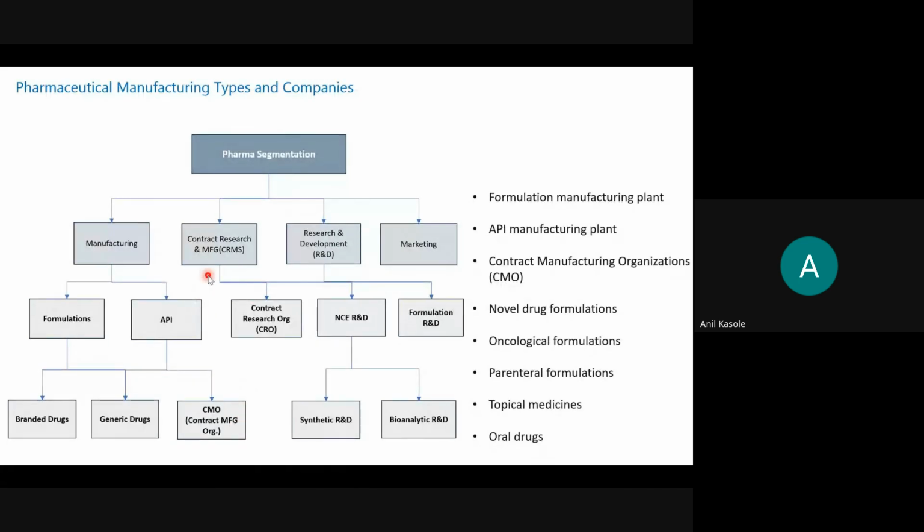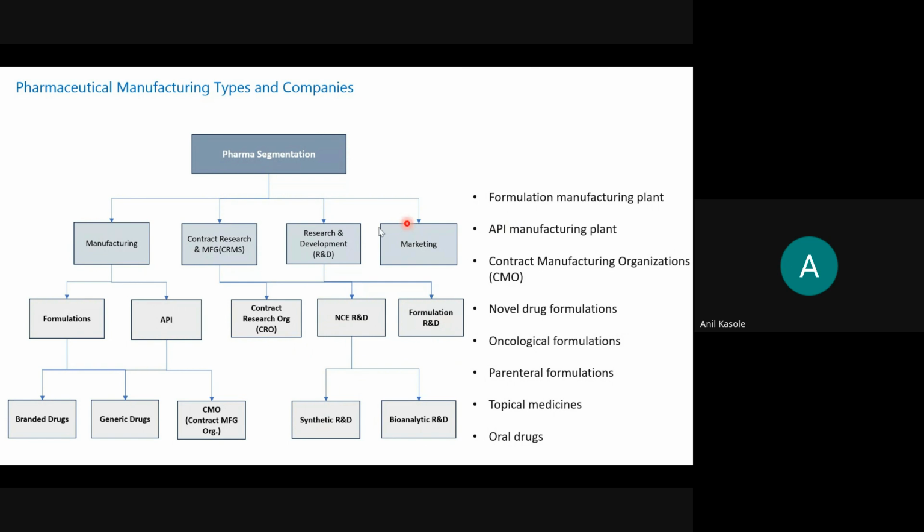Similarly, if we look into the contract research and manufacturing, CRMS organization, followed by R&D, it is divided into three different buckets. Number one is the contract research organization. CRO is a very popular word in pharma, nothing but the contract research organization. NC R&D is for new products and formulation R&D. And this R&D is divided into synthetic R&D and bioanalytics R&D.